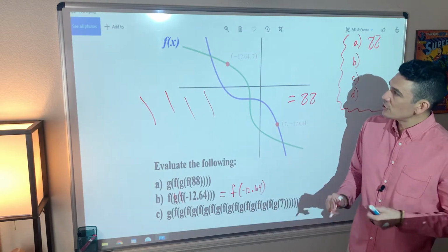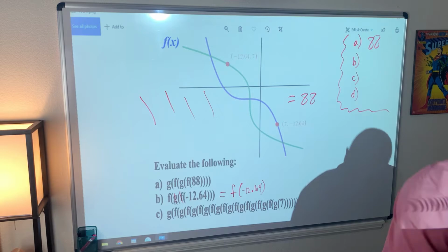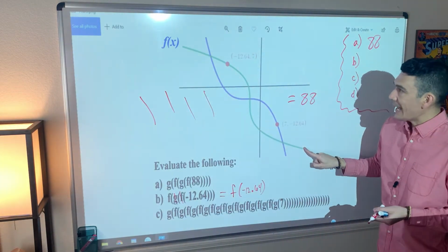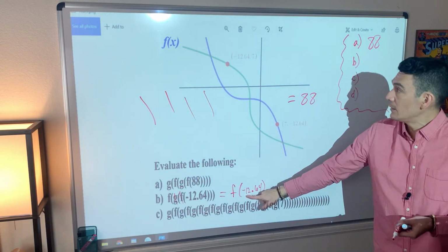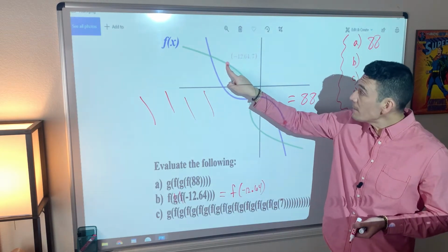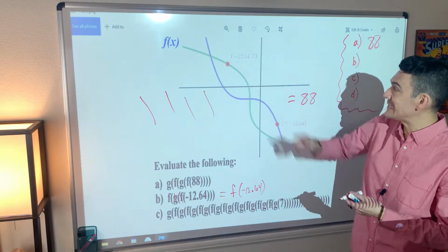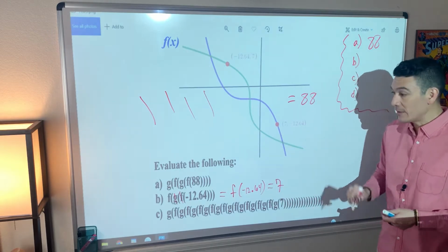So go to function f, which looks to be the green one, right? Yeah, it's the green one there. So go to the point on the green curve that has an x coordinate of negative 12.64. That happens to be this one here. But now what's the y coordinate or the output? It looks like it says 7. So that's why this whole thing would equal 7 for part B.